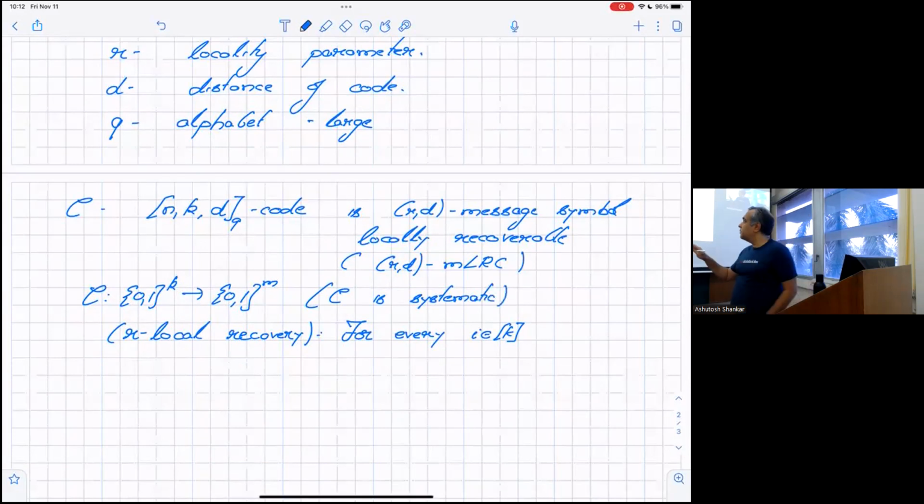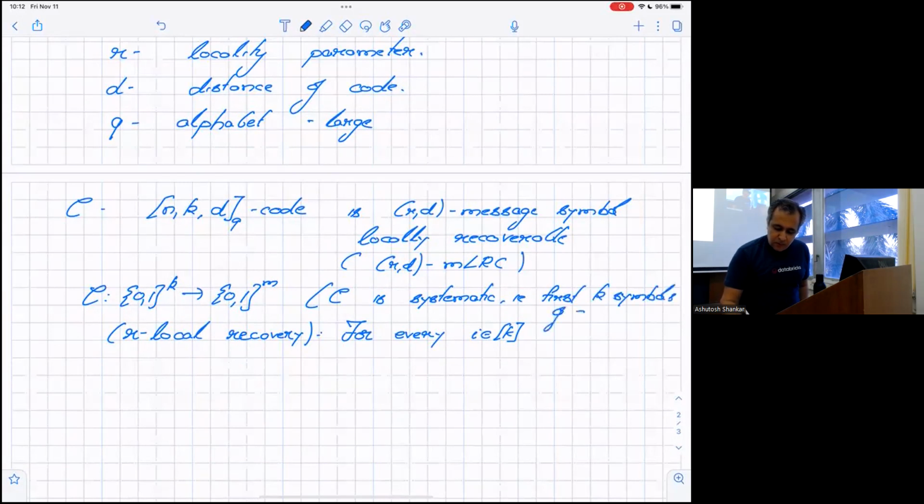So the first K symbols of the code word are actually the message symbols. That is, the first K symbols of the code word is the message.